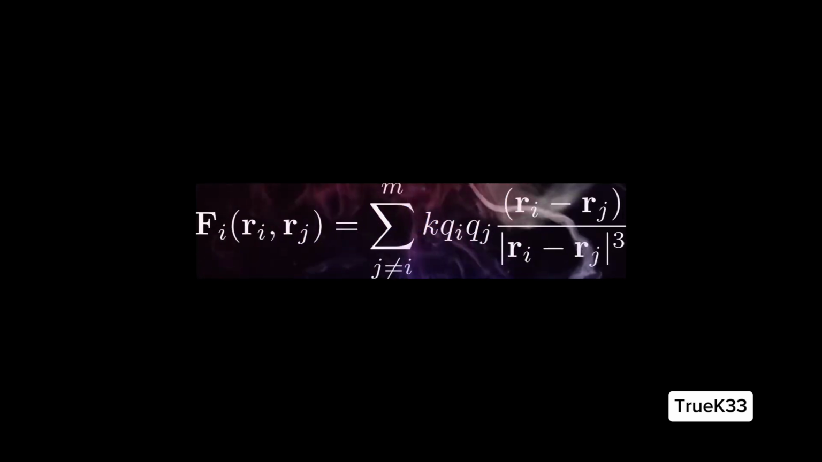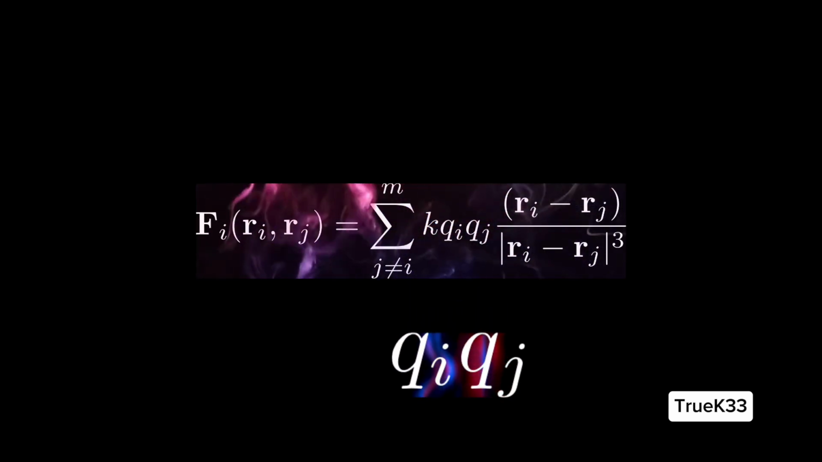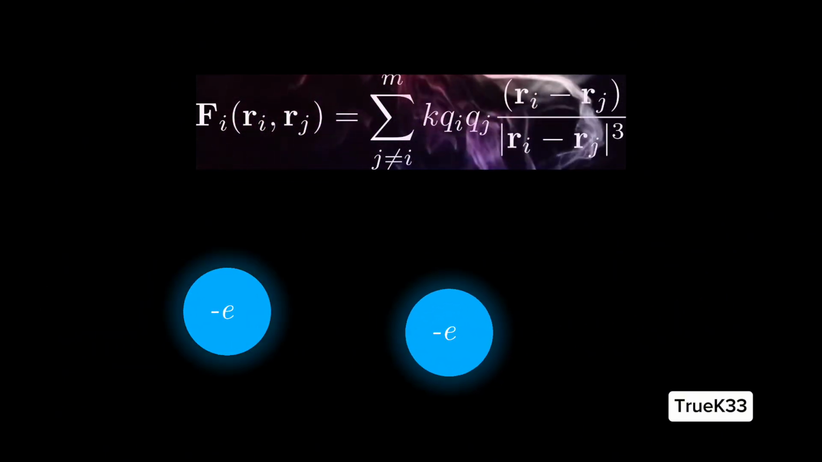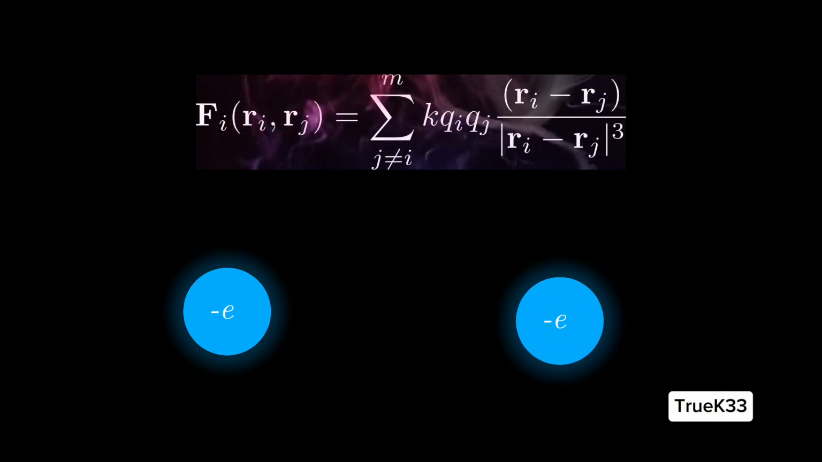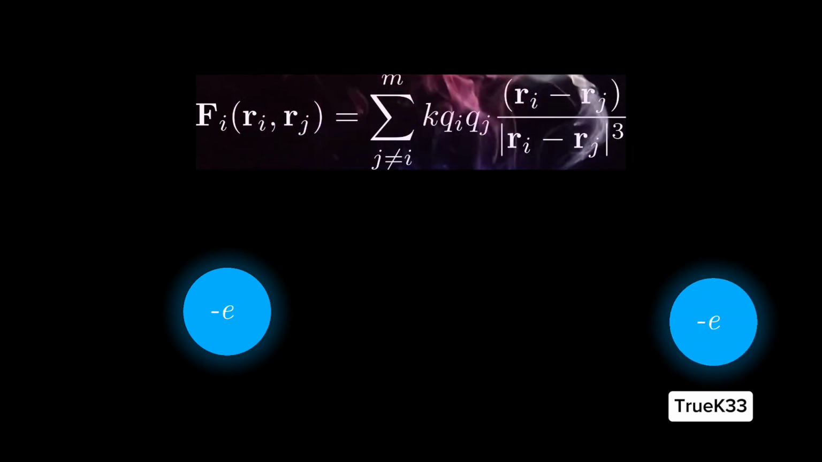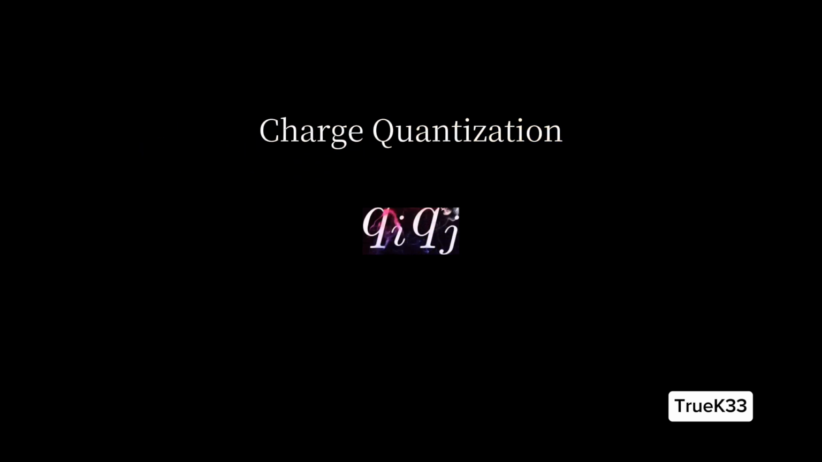The presence of the values Q_i and Q_j in every term of this expression means that the electrostatic force always acts in pairs, and also implies that these two bodies must have some charge, because if one of these two were neutral, then the force that acts on each other would be 0, even if one of them had charge. These Q_i and Q_j implicitly carry an important principle called charge quantization.